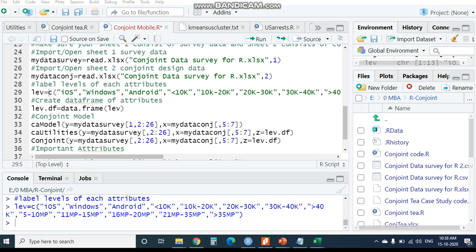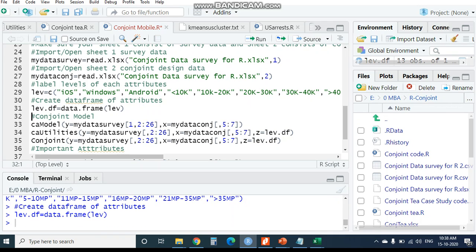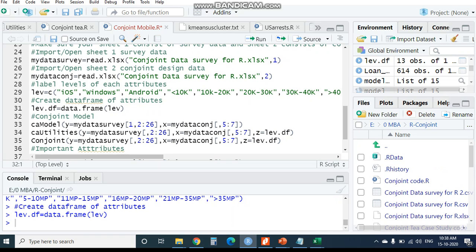And in this step we have created my data conjoint lev, that is levels for different attributes. So the distinct attributes are in a vector, so convert that into a data frame by naming it lev.df. Okay, so I have converted the levels into a data frame.